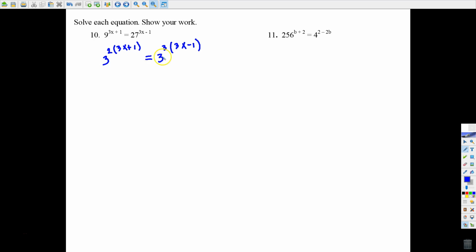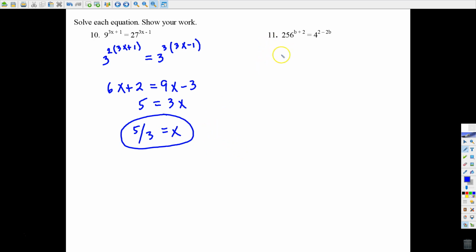So now that I've got common bases, I just focus on solving the exponents. Just let the left exponent equal the right exponent, and you'll get your answer. So after multiplying, this left exponent becomes 6x plus 2, and the right exponent becomes 9x minus 3. And solving for x, subtracting 6x from both sides, adding 3 to both sides, and then dividing by 3, we get x is 5/3.